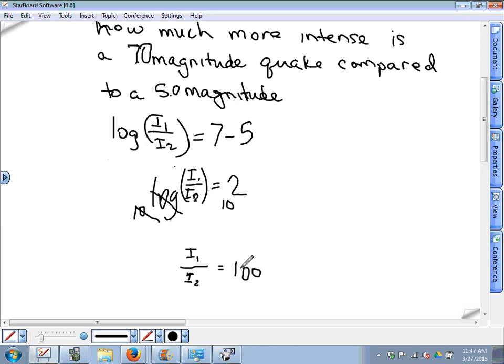We don't actually have to find values for I1 and I2, because if you divide two numbers, that tells you how many times bigger one is compared to the other. Just like 24 divided by 6 means that 24 is 4 times bigger than 6. You guys following? So how much more intense is a 7.0 compared to a 5.0? It's 100 times as intense. It doesn't seem like a big jump from a 5 to a 7, but you're increasing the intensity by 100. You with me? That's all it is on the Richter scale. It's pretty easy to use. You subtract the two magnitudes, use a base 10 on both sides, and boom. That's the increase in intensity.